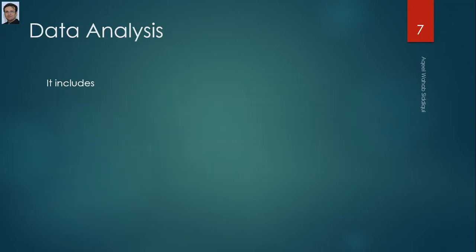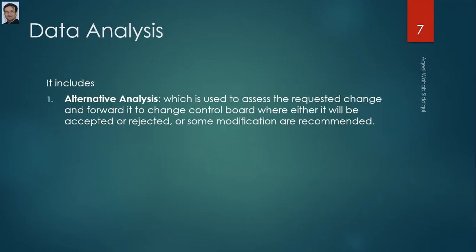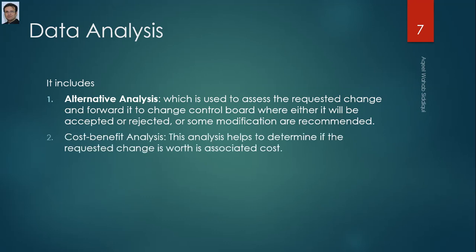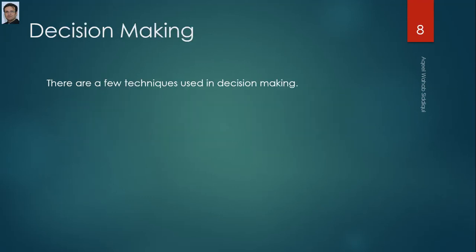Second is data analysis, which includes alternative analysis, used to assess the requested change and forward it to the change control board, where it will either be accepted or rejected, or you can make some modifications or recommendations. Another is cost benefit analysis. This analysis helps to determine if the requested change is worth its associated cost.